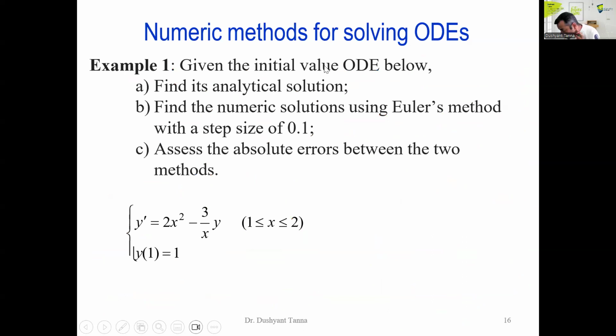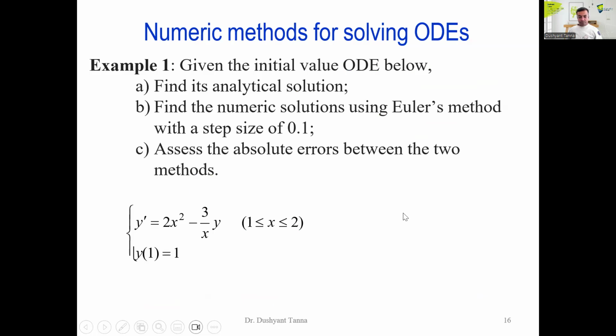Given the initial value ordinary differential equation below, find the analytic solution, the actual stuff that we were doing in the previous lecture. Find the numerical solution using Euler's method with a step size of 0.1 and assess the absolute error. So don't worry about the plus minus part, absolute error, the difference between the two methods. You got your y dash or f of xy is equal to 2x squared minus 3x over y between 1 to 2. x0, xn, step size of 0.1, so you'll have 10 iterations, and y of 1 is 1. So your x0 is 1 and your y0 is also 1.